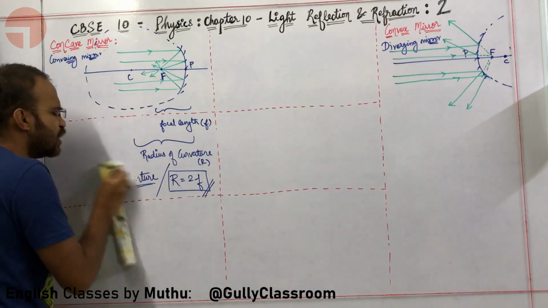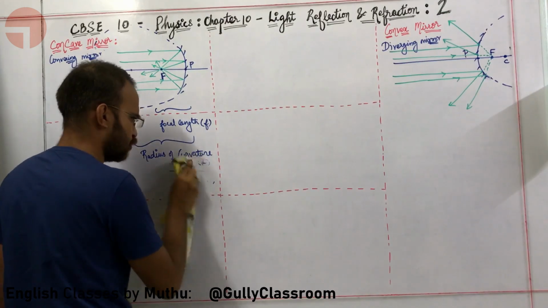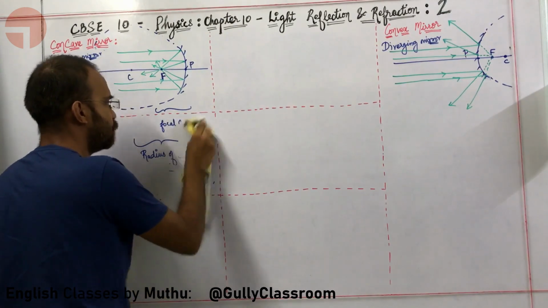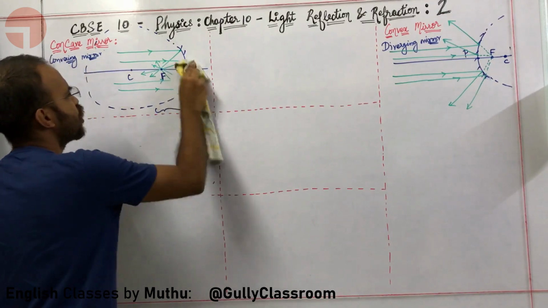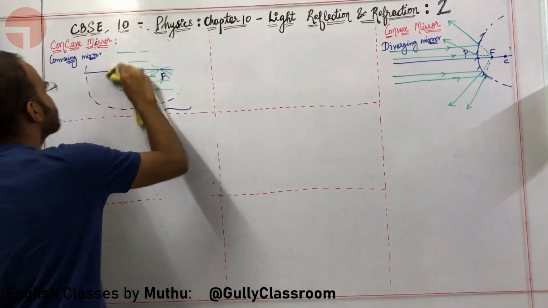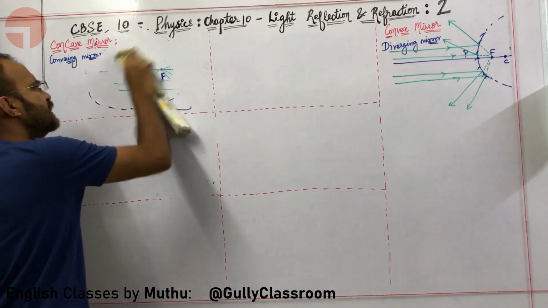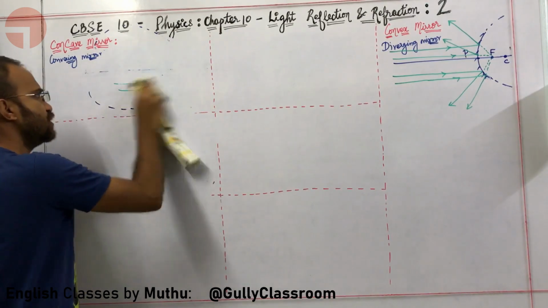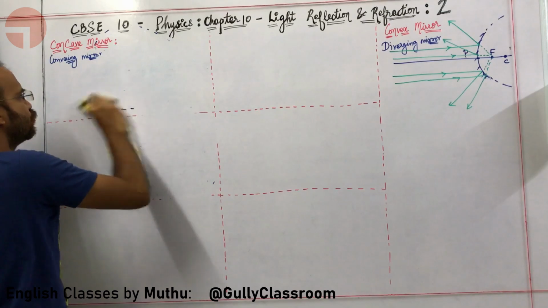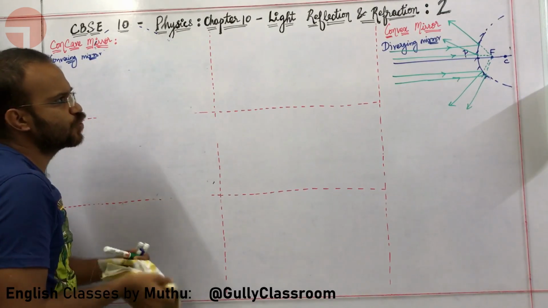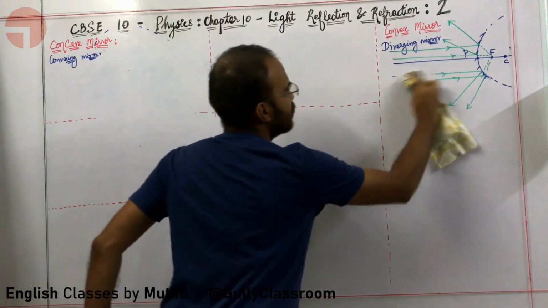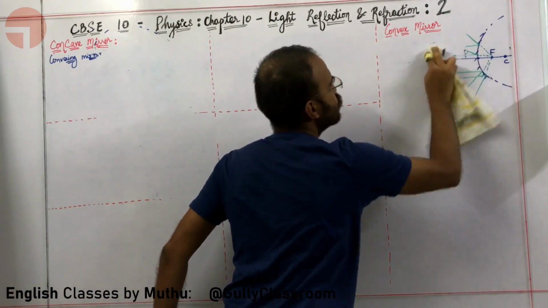Okay sir. Now what are the basic rules using which light rays in a concave mirror and a convex mirror can be drawn? There are some basic rules using which you will be able to draw the light rays in a concave and a convex mirror. Let us go through those rules together.